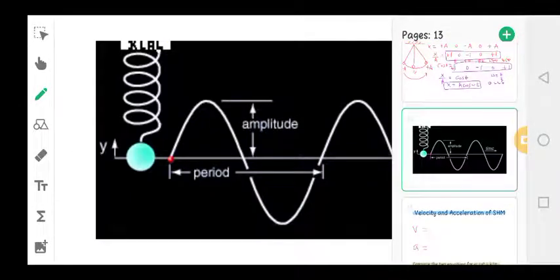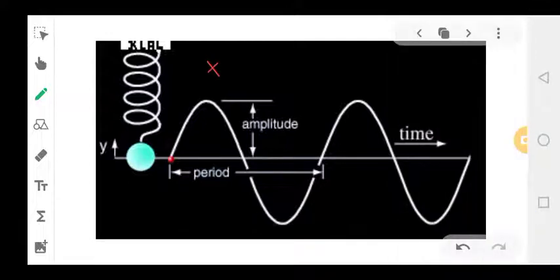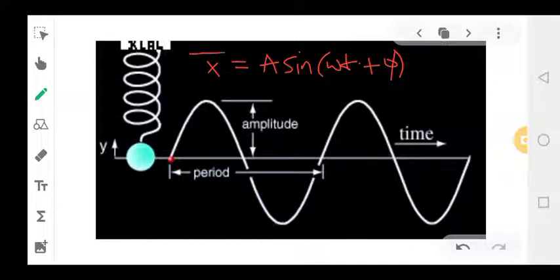So when we have our simple harmonic motion, we can plot our graph as this. Now the question is, some students normally ask, why are we representing with sine? Why are we representing with cosine? Yes, we can represent the simple harmonic motion with sine. We can represent it with sine, like x equals A sine omega t plus phi. We can do that.